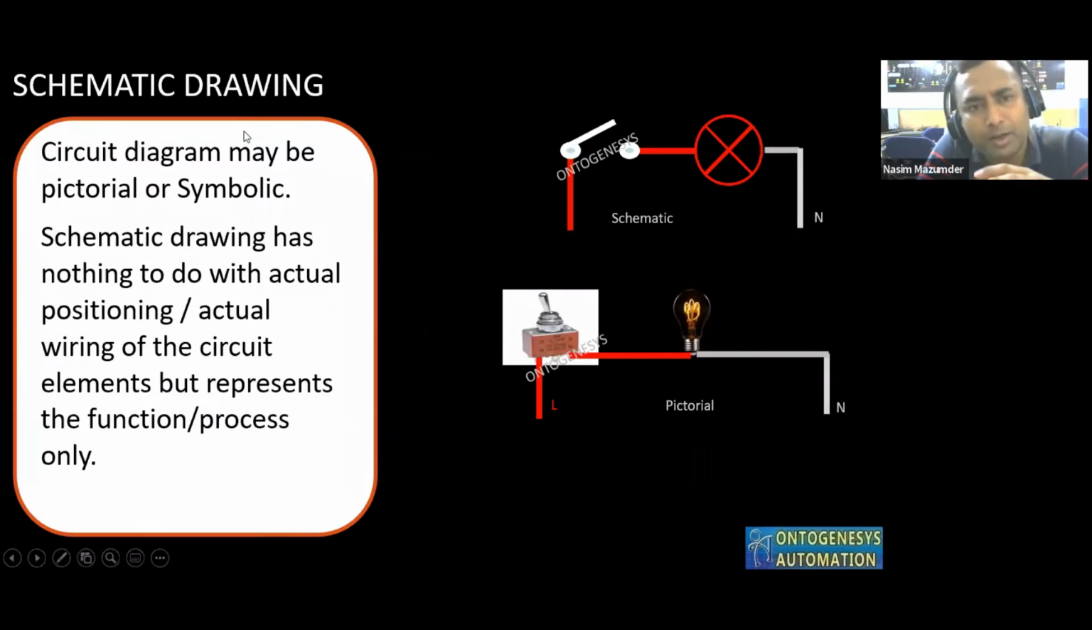In your schematic drawing, it can be symbolic or it can be pictorial, which we already used during our school or college days. There will be some pictures and we are connecting them, and this is called your simple schematic drawing. This is your pictorial where actual pictures we are using. This is symbolic, where we are representing this bulb with a circle and cross, and this switch as two dots and a bar. So this is your schematic drawing.